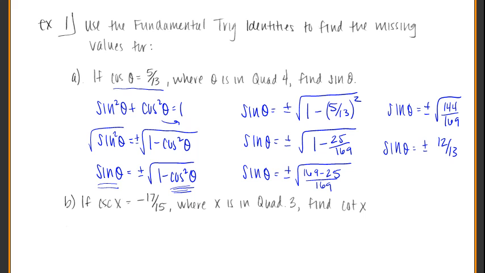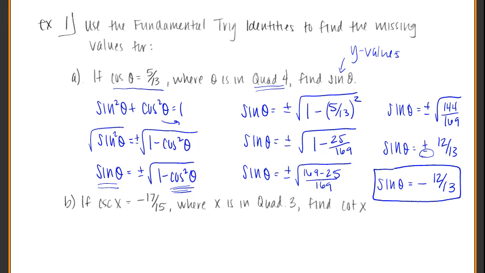Now we don't want both plus and minus, and this is the only part where quadrant 4 matters. If cosine is 5/13 and our angle is in quadrant 4, let's find sine. Well, sine has to deal with the y values. So in quadrant 4, are my y values positive or negative? Well, we're below the x-axis, so my y values are negative. So really, my answer is not plus or minus. My answer is just negative 12/13. We can box that up and call this problem done.